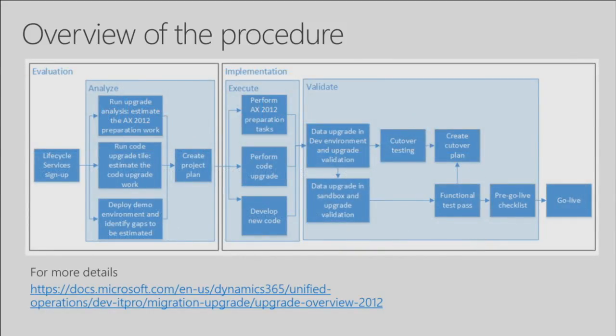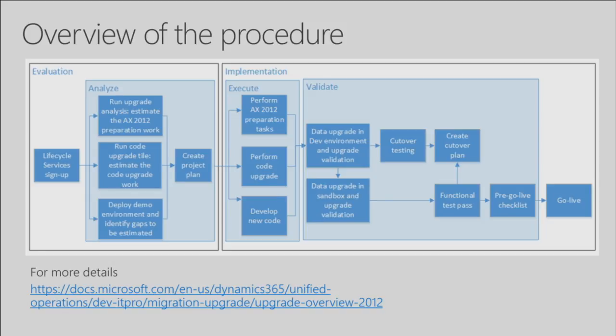A more detailed overview of the procedure looks like this. In the evaluation phase, you sign up for Lifecycle Services. It's a trial project. You run an estimate on your data upgrade. You run an estimate on your code upgrade, and you run data analysis. We have a data analysis tool, or an upgrade analysis tool, that comes in this trial project that helps you analyze your AX 2012 data and optimize it.